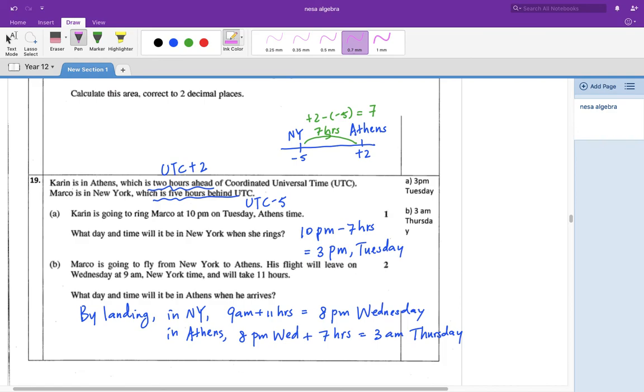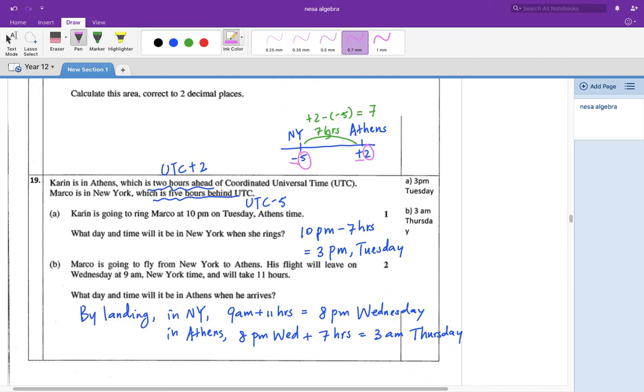Alright, question 19. If a city is 2 hours ahead of the UTC, UTC is 0, that means UTC plus 2, and New York is 5 hours behind, so it's UTC minus 5. And the time difference is not 3, because look at the signs. They're opposite. When the signs are opposite, the time difference is these two numbers added together. If not, you minus them.